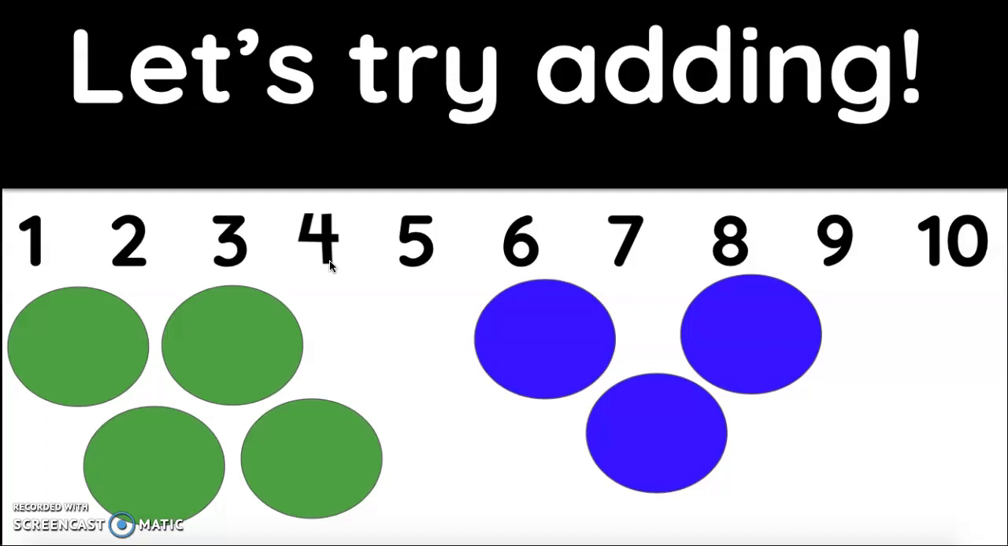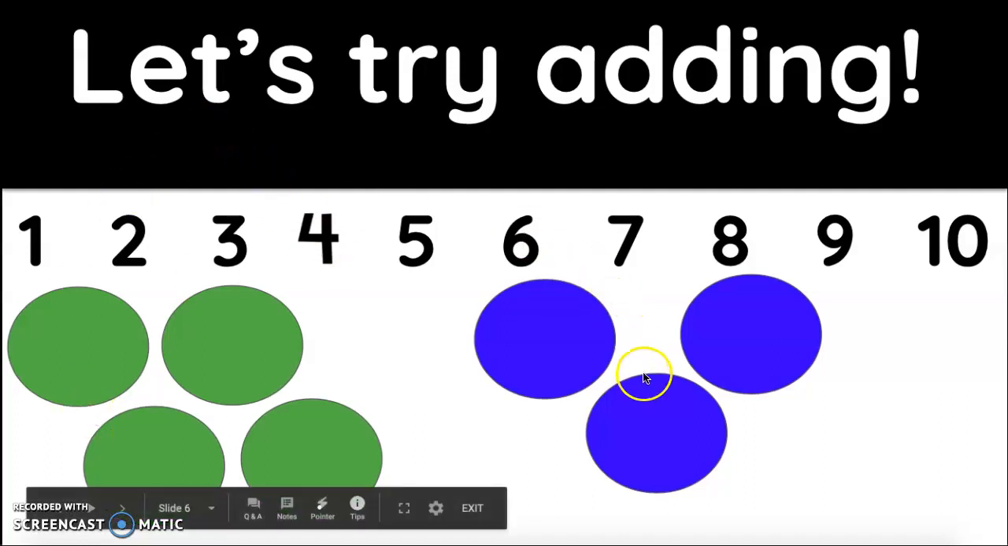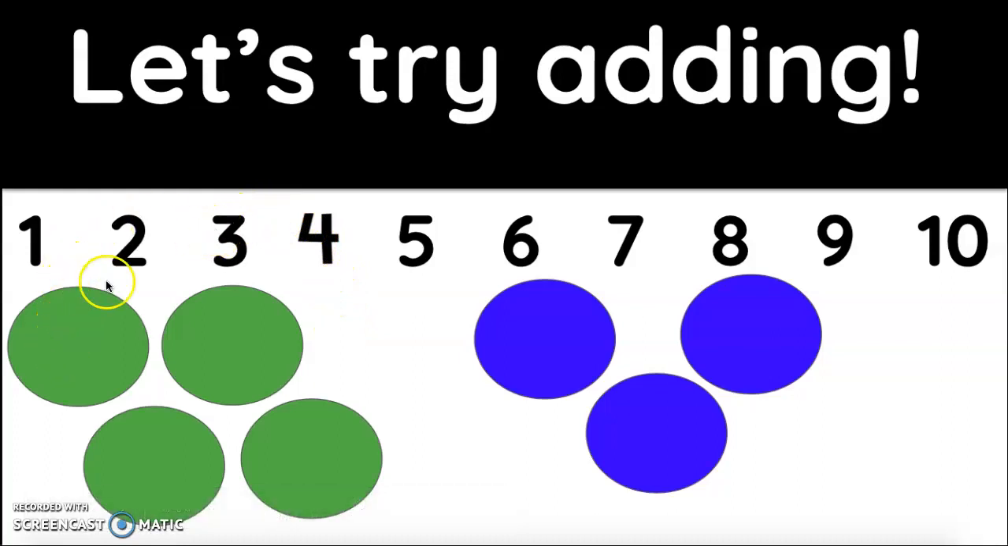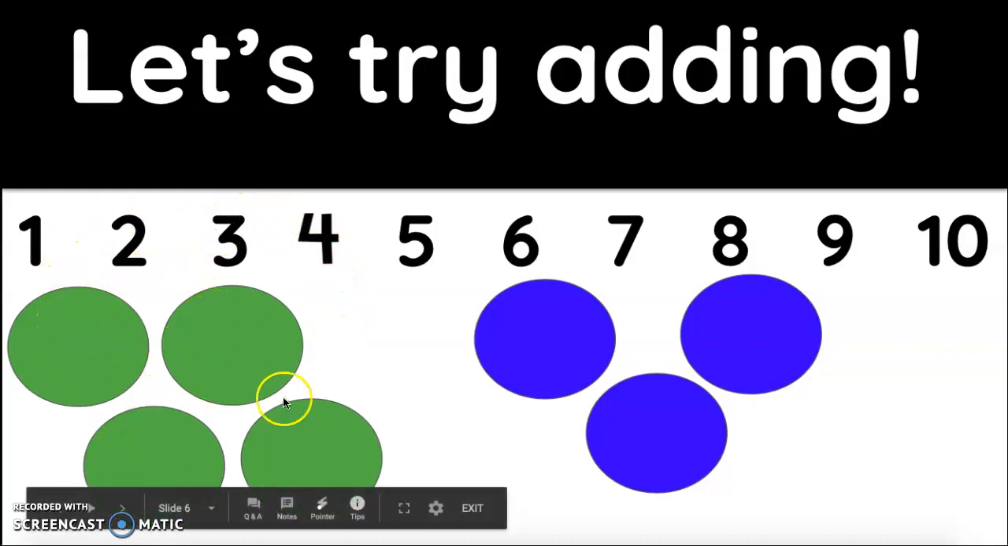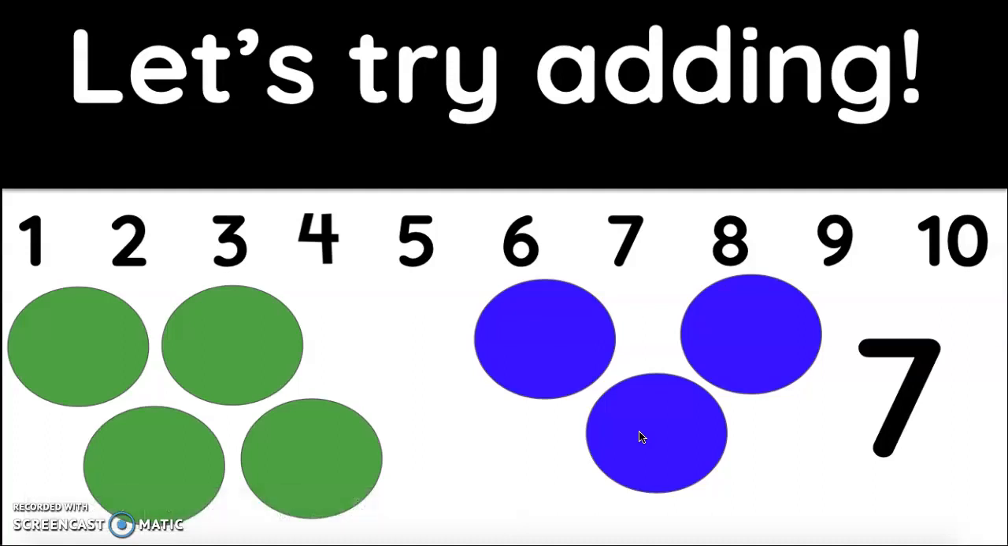Okay, friend, let's walk through this together. So we have some green circles and some blue circles like before. So let's go ahead and count. We have 1, 2, 3, 4 green circles. We have 1, 2, 3 blue circles. Now let's count them all together. We have 1, 2, 3, 4, 5, 6, 7. We know that we have 7 circles all together.